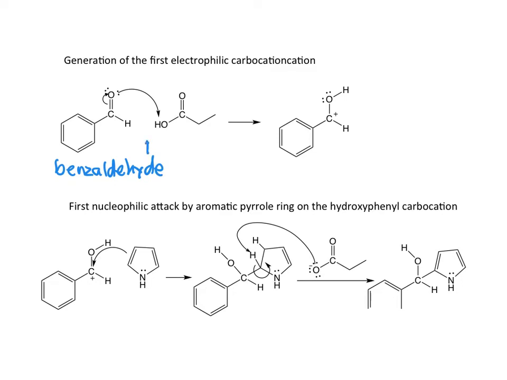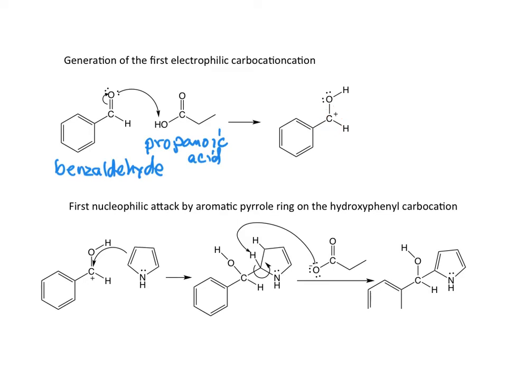And this is propanoic acid. And so we will use the unshared pairs of electrons on the carbonyl of benzaldehyde as a base. It will be protonated by the propanoic acid, and when we protonate that, you end up forming a carbocation.